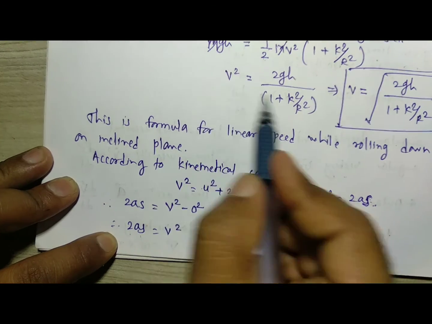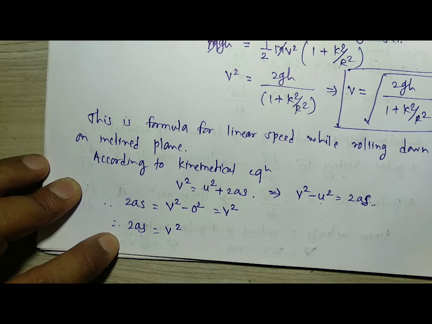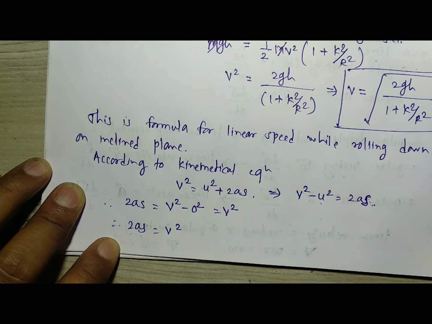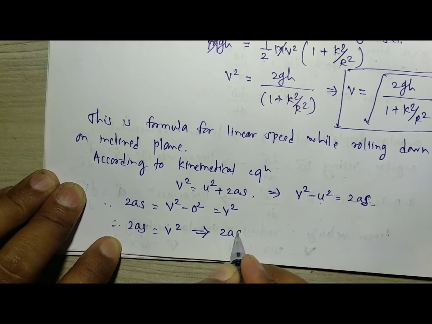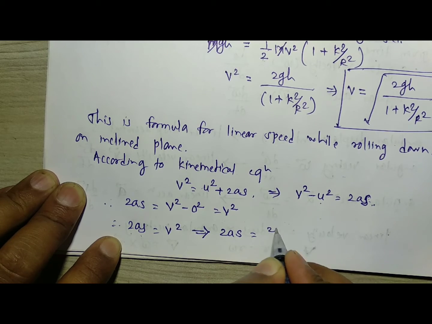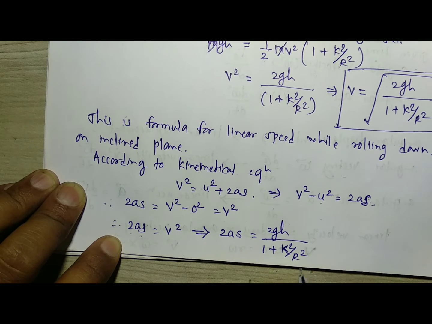But we know that v square is equal to 2gh divided by 1 plus k square divided by r square, and putting this value you will get 2as is equal to 2gh divided by 1 plus k square divided by r square. First of all you have to get the consideration of this one.